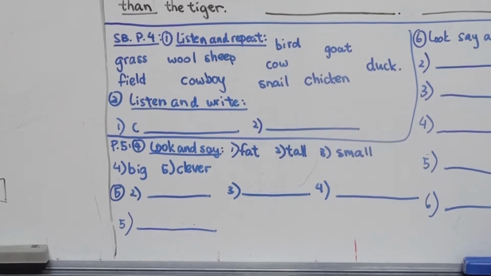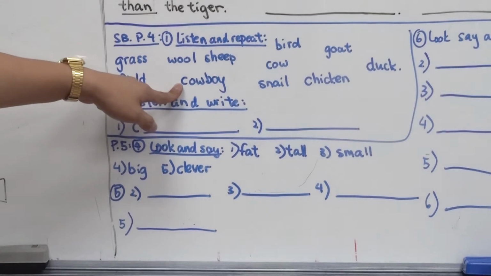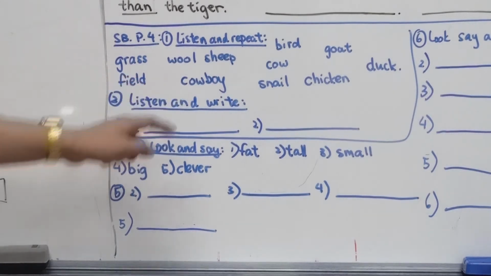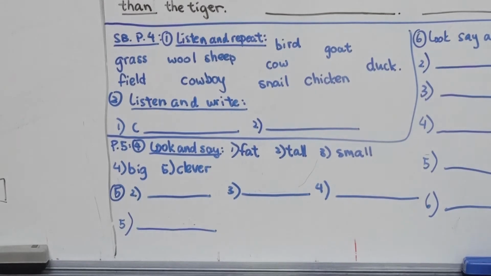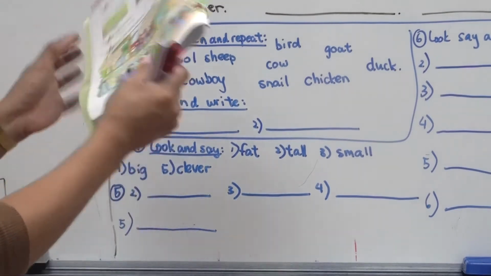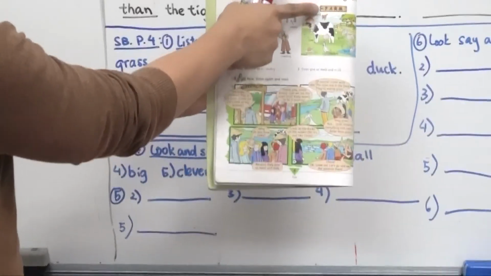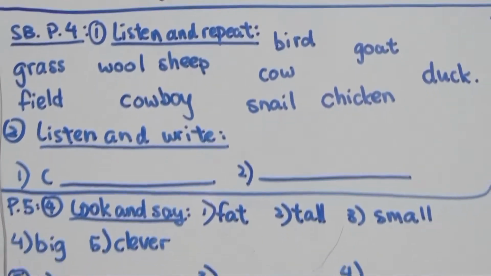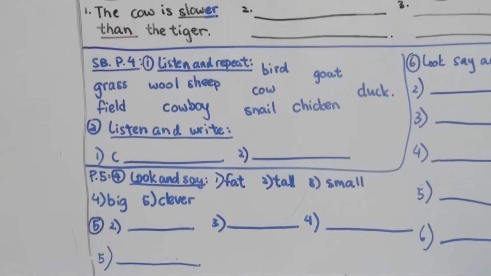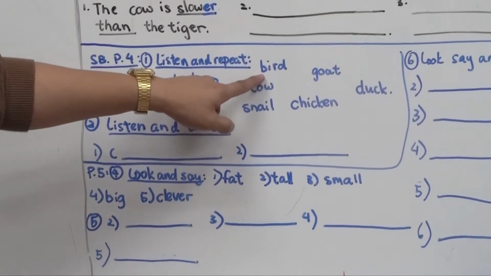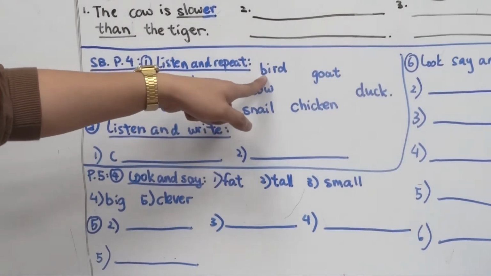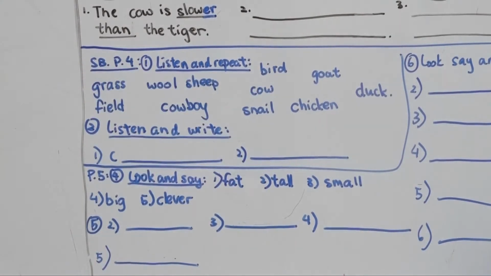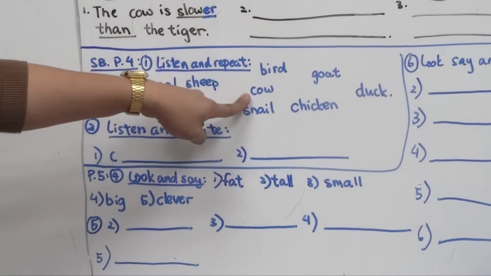Cowboy. All right, cowboy. Farm. Right, so on top here we have the word farm. Farm. All right, continue. Bird. Bird. Cow. Right, very easy. Cow.